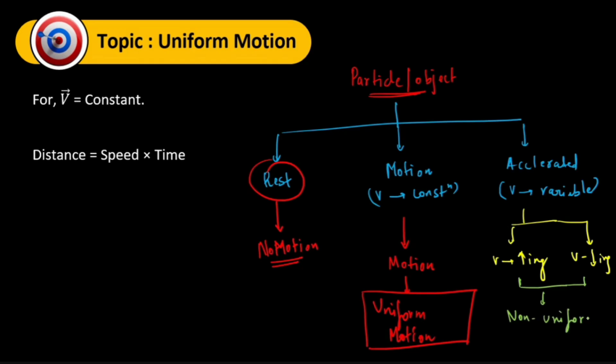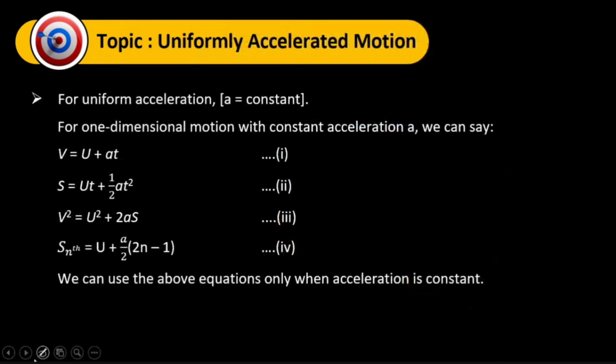But we need to understand that when a particle is accelerating, there are two conditions. First, velocity can be increasing, and second, velocity can be decreasing. So we'll be using this property. Velocity is going to be constant in uniform motion, and distance can be calculated by speed into time, the general formula. Now these were the equations of motion that we have studied.